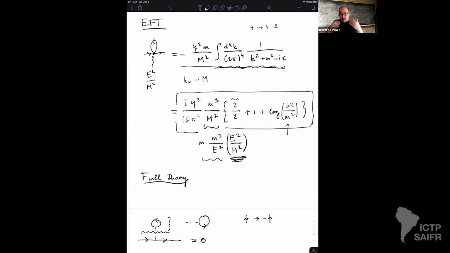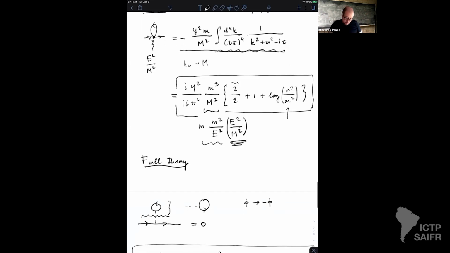So this means that if you're interested in performing a calculation with a finite precision, not only do you need to include a finite number of terms in the action, but also you need to go up to a finite order in the loop expansion. Okay.